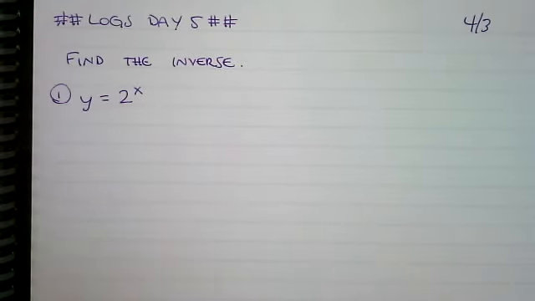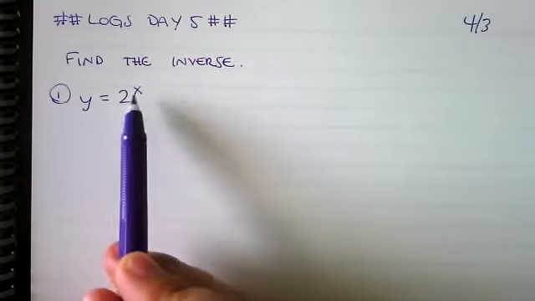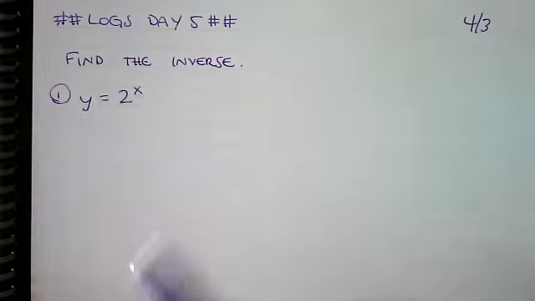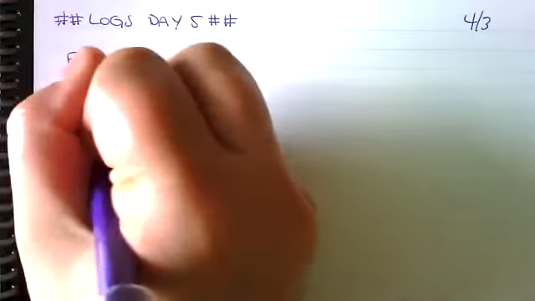So we're going to start with our exponentials and we're going to find the inverse, and then we'll do some problems with logs. So finding an inverse, remember you're just switching your x and your y, and then you're solving for y. So the first thing that we do is we switch our x and y. So instead of this being a y, now it's going to be an x. So I've got x equals 2 to the y.